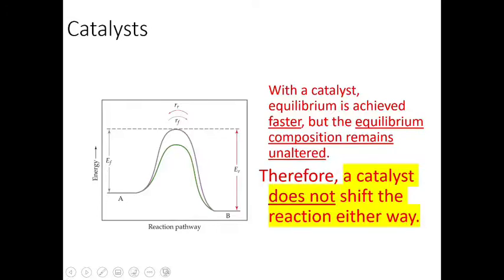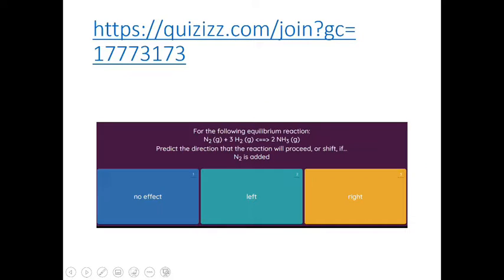All right. So what I want you to do first is go to quizzes.com, and put the code in that's shown there, the 177 number. And there's about 10 questions, kind of like the practice question we just did in the notes, where it's going to give you a reaction and have you predict a shift if you add this or that or the other.